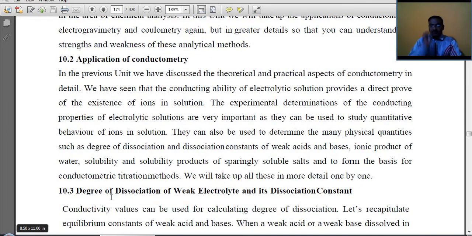Here, what are the applications of conductometry? Generally asked in 2 mark questions. In the previous unit, unit 9, we discussed the theoretical and practical aspects of conductometry. We have said that the conducting ability of electrolytic solution provides a direct proof of the existence of ions in solution.